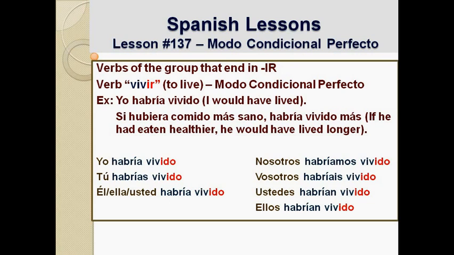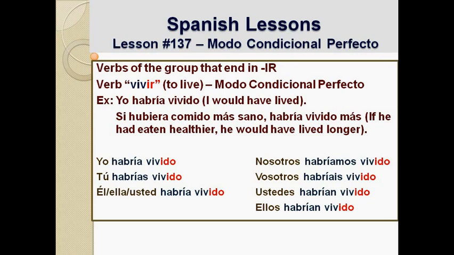And here we are talking to somebody. This is the formal you, okay? This is the case when we talk to somebody that is much older than us, or somebody that requires us to address him respectfully, okay? Nosotros habríamos vivido. We would have lived. Vosotros habríais vivido. You would have lived.